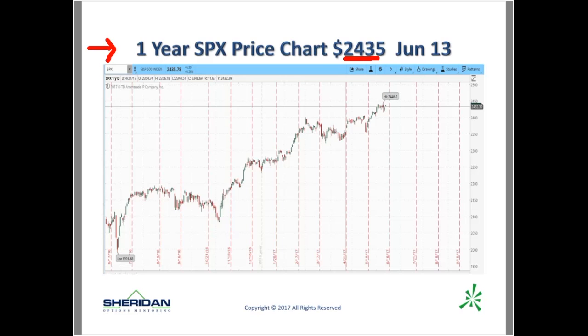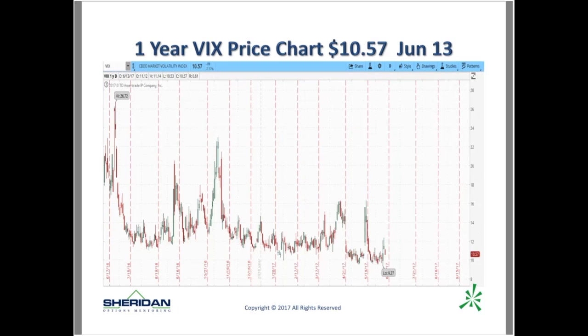So here's a 1-year price chart in SPX, and here's a 1-year VIX. Most of the last year, VIX has been under 14. So we've been in a very low volatility environment. We've had some brief periods where we've gone over 14, but for the last year we've had very low volatility most of the time, which is normal in an uptrending market.